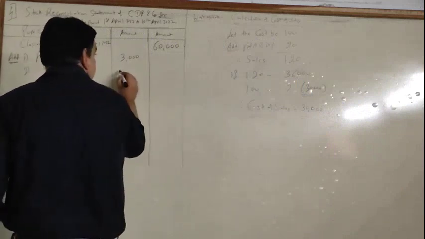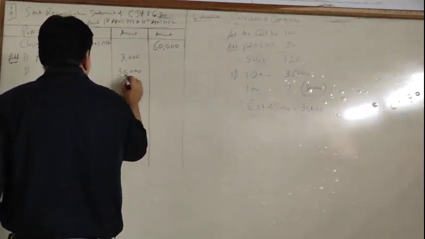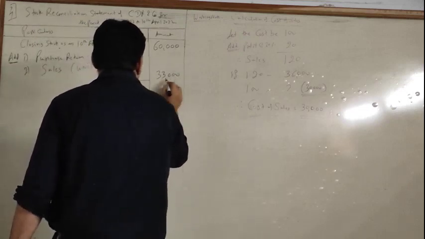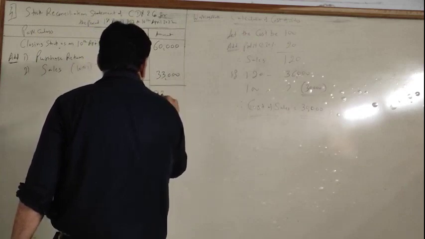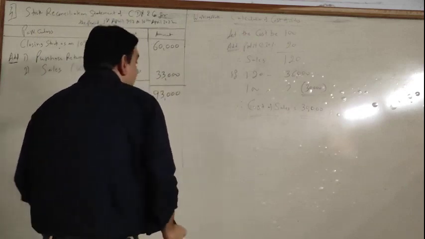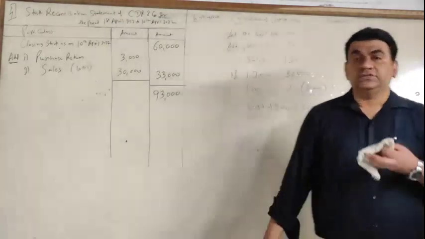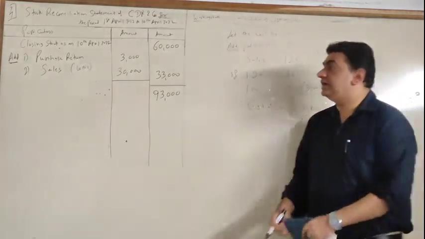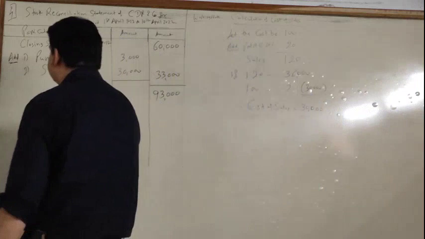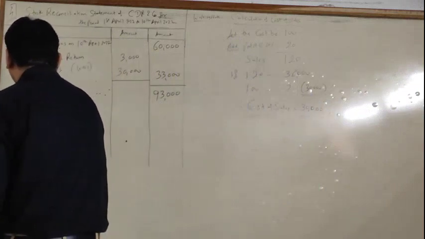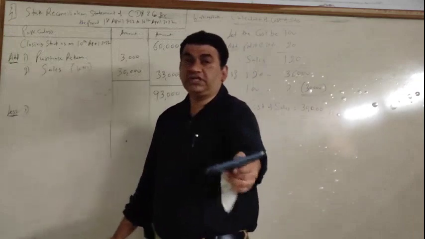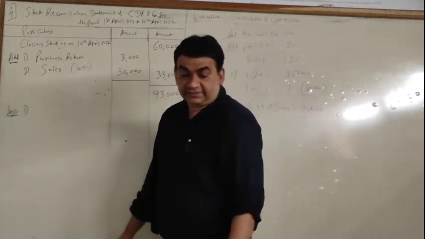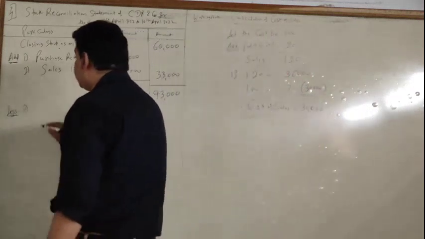Sales, working note 1, right there. 33 plus 30 gives you 33,000. 60 plus 33 gives you 93,000. From this, let's deduct. Same logic. Purchase return we have added, so purchases we will subtract. What is the purchase for the period? 20. Again I will explain you all the logic.